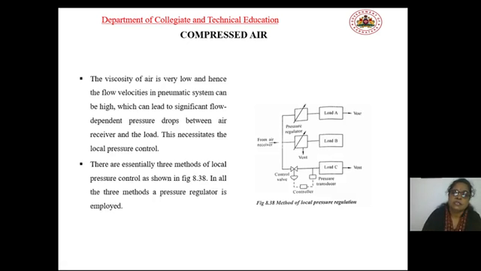The viscosity of compressed air is very low, and hence the flow velocities in a pneumatic system can be very high, which can lead to significant flow-dependent pressure drops between the air receiver and the air load. This necessitates local pressure control.